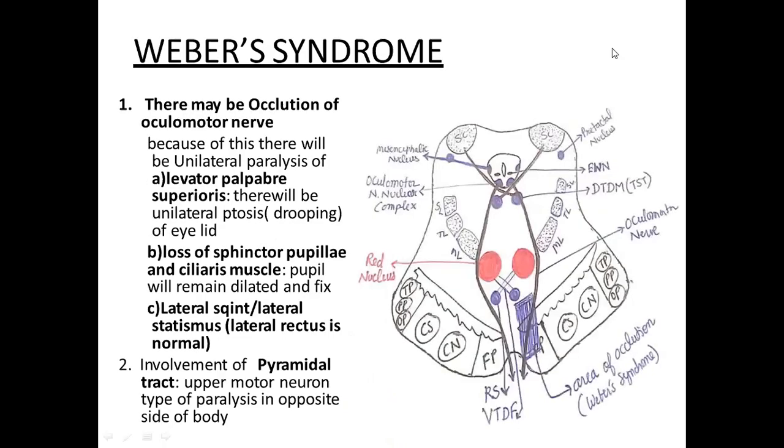Coming to the clinical anatomy, Weber syndrome. There may be occlusion involving the oculomotor nerve, because of which there will be unilateral paralysis of levator palpebrae superioris. There will be unilateral ptosis, drooping of the eyelid. Loss of sphincter pupillae and ciliaris muscle. The pupil will remain dilated and fixed. Lateral squint, or strabismus, in which the lateral rectus is normal. Involvement of the pyramidal tract causes upper motor neuron type of paralysis on the opposite side of the body.